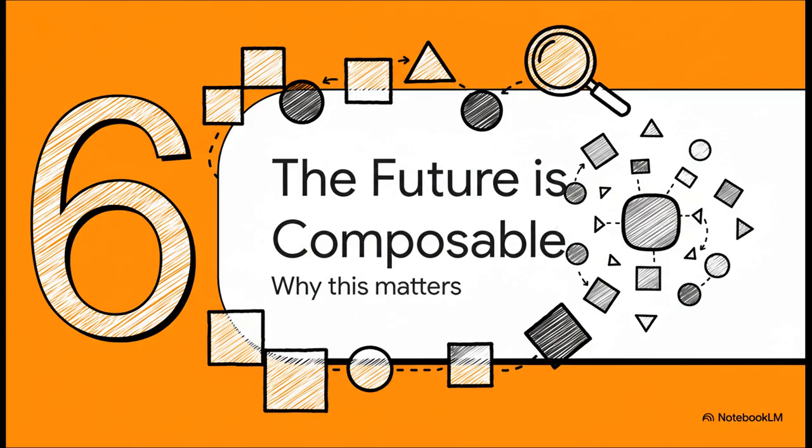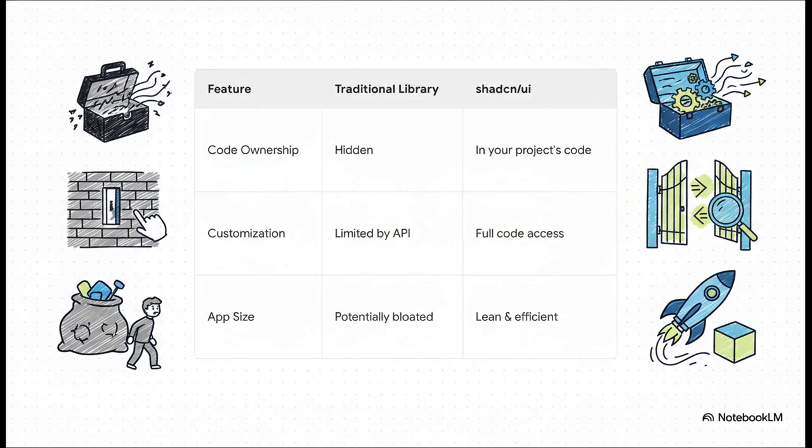So let's zoom out for a second. What does all of this really mean? Why is this composable way of doing things, where you actually own the little building blocks, getting so popular all of a sudden? Well, when you put it side by side with the old way, the difference is just night and day. With traditional libraries, the code is hidden. You're limited in how you can customize things, and you often end up shipping a bunch of code you don't even use, which slows down your app. But with shadcn/UI, the code is yours, the control is total, and your app stays lean and fast because you only include what you actually need.